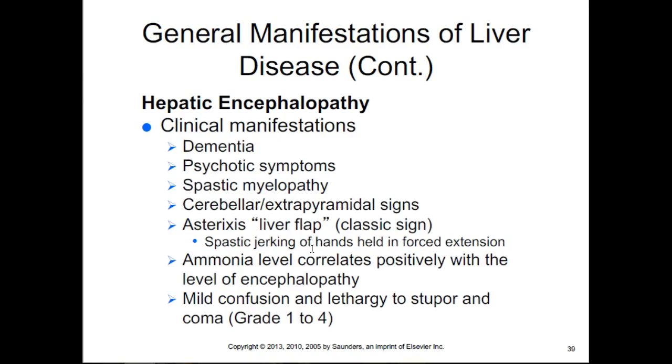So some of the manifestations are dementia, psychotic syndrome, spastic myelopathy, cerebellar or extrapyramidal signs. You might have asterixis or a liver flap, which is a characteristic classic sign of hepatic encephalopathy. So spastic jerking of hands when they are held in forced extension, right? And then ammonia levels are going to be very high, so they correlate positively with the level of encephalopathy. So you have mild confusion to lethargy, and confusion and lethargy to stupor and coma. So that's grade 1 through 4.